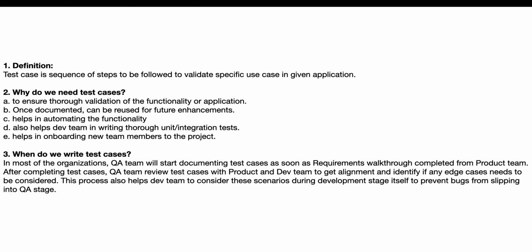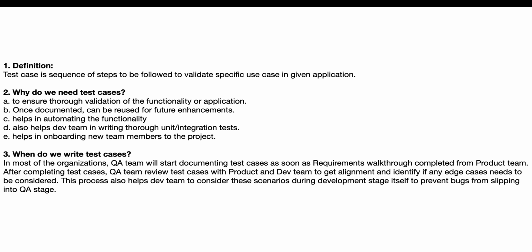So as soon as the requirements review is done, QA will start documenting test cases. And after completing the test cases, as we discussed some time back, the QA team will review them with the product and dev teams to get alignment and identify if any edge cases need to be considered. From the product side, because they have more visibility, they might give feedback saying, hey, we need to cover so and so scenarios.